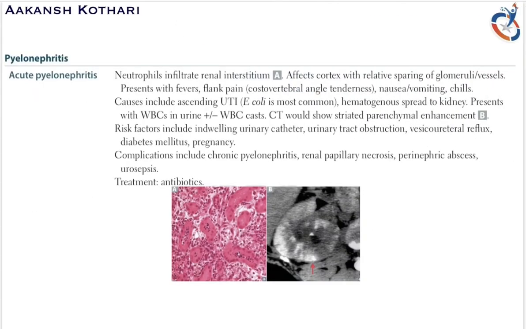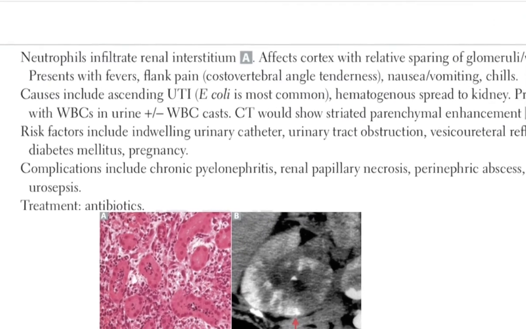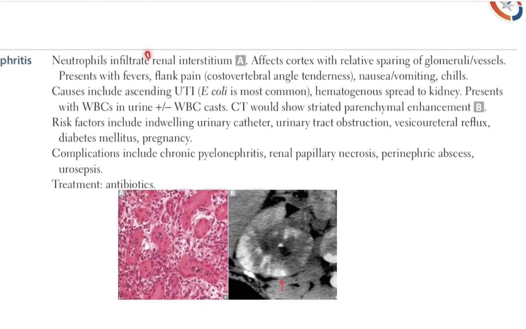Pyelonephritis is distinguished into two parts, that is acute pyelonephritis and chronic pyelonephritis. Acute pyelonephritis is associated with neutrophilic infiltration in the renal interstitium. This is one of the most important and distinguishing features of pyelonephritis. So there is neutrophil infiltration in the renal interstitium, as you can look in this histopath. Now, pyelonephritis majorly affects the cortex with sparing of the glomeruli or vessels.